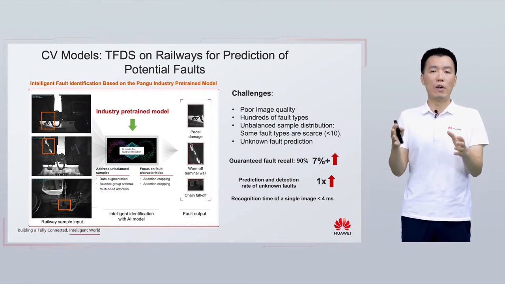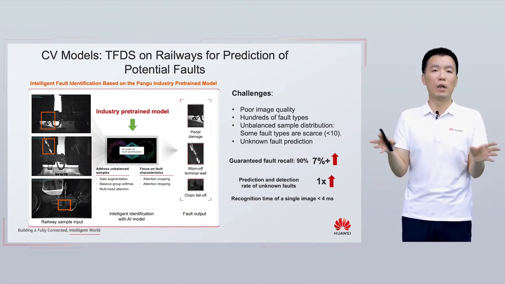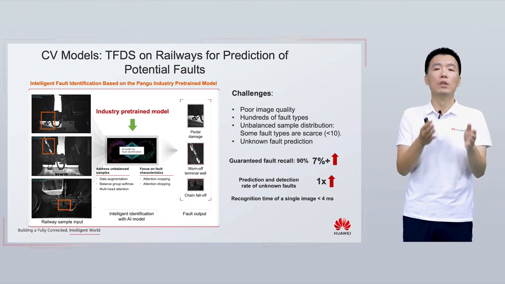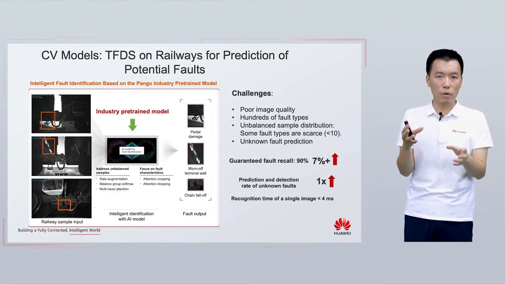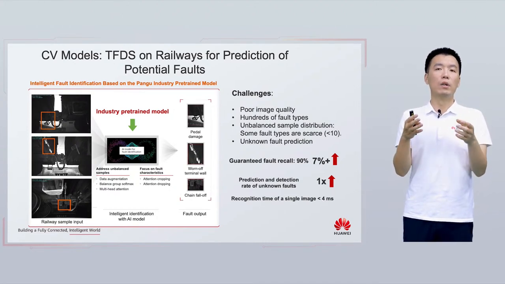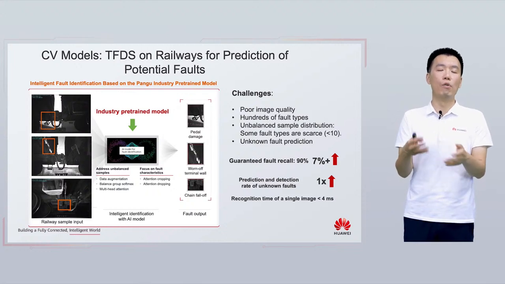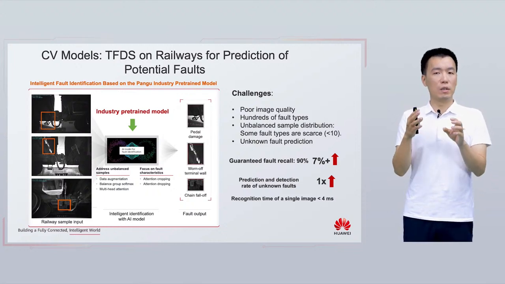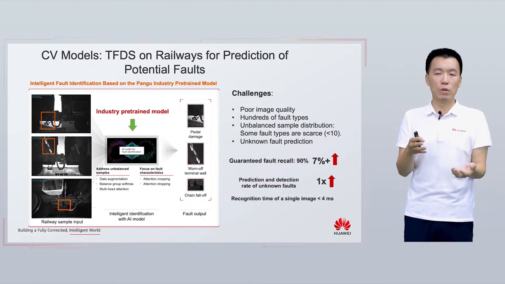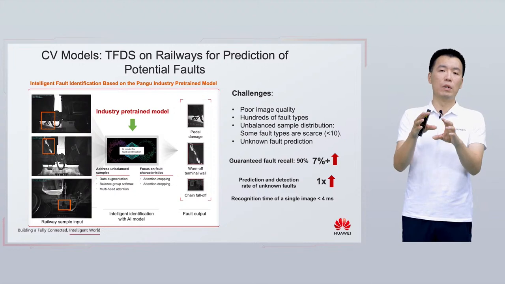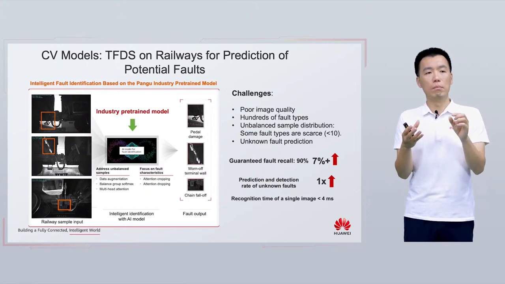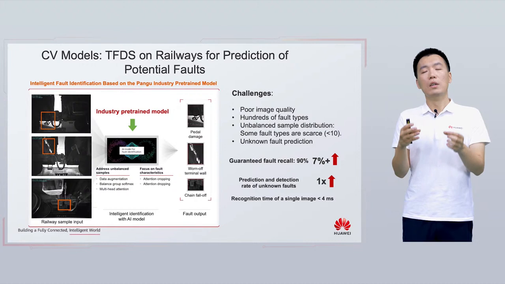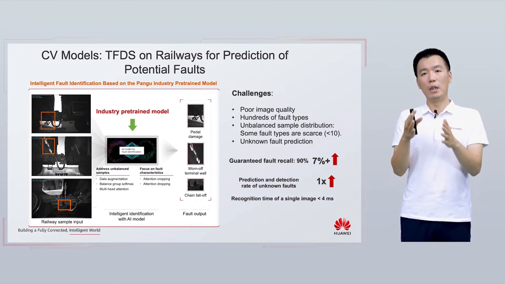This means that you have a camera or a lot of cameras located around the track. And when a train passes, you can capture some photos of the train, and your algorithm needs to determine whether there are potential faults on the train so that you can deal with them to avoid further losses. Why is this problem very difficult? It is not only because the illumination is very strange, for example, the whole image is very dark, but also because you have several hundred possible fault types, which can be processed by individual models.